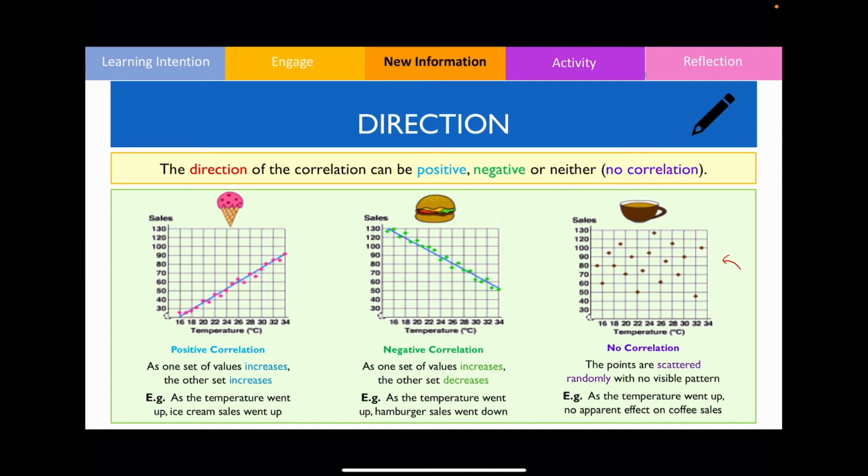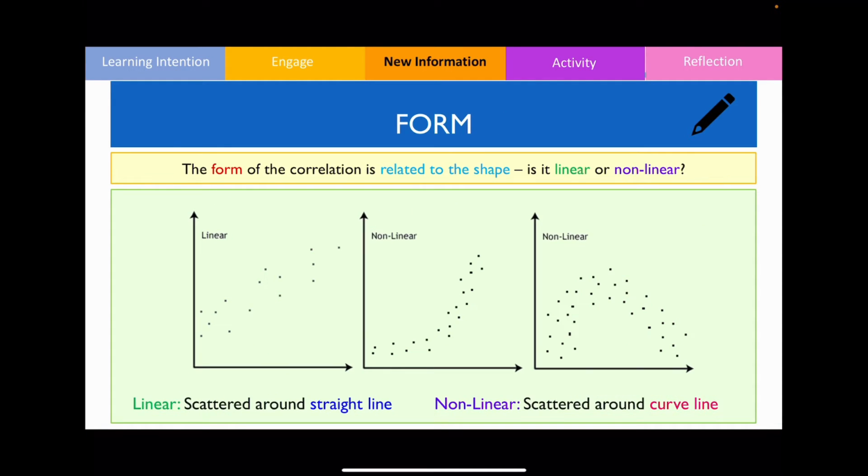In addition to the direction of the correlation, we also need to specify the form of the correlation. The form of the correlation is related to the shape, and we simply need to state whether it has a linear or non-linear shape. As the name implies, a linear relationship is one where the points in the scatter plot fall around a straight line, whereas a non-linear relationship takes on a curved shape.